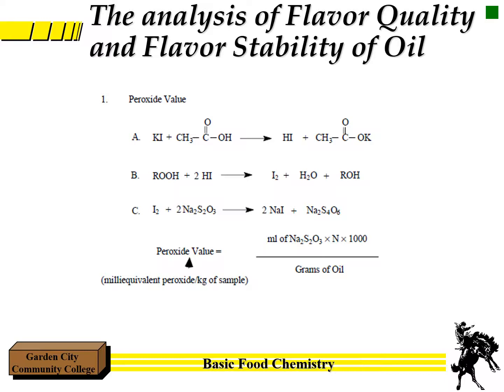So we can also look at the analysis of flavor quality and flavor stability of oil, and all that has to do with the peroxide value of it. Again, there are chemical reactions you can see, quite a bit of them, but the biggest thing we're trying to measure is that peroxide value, the ability to form those peroxy attributes that would lead to oxidation.